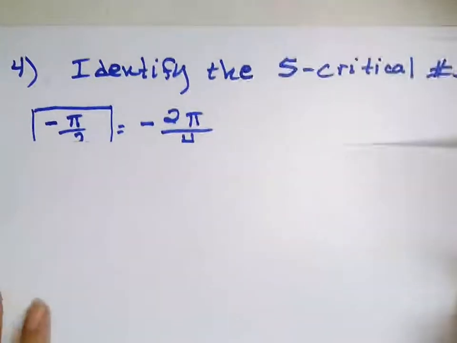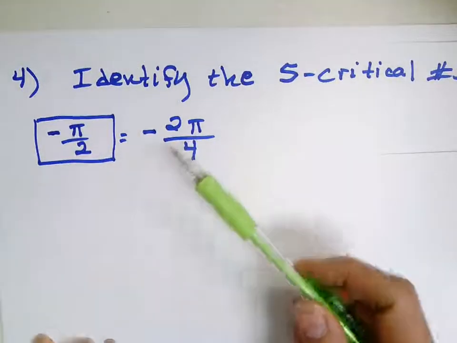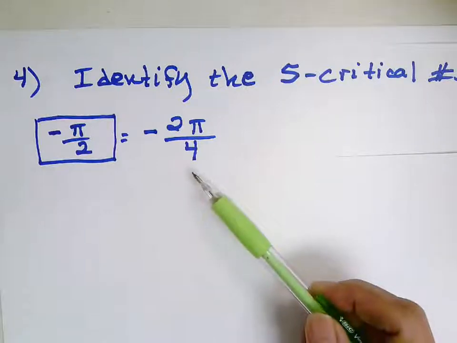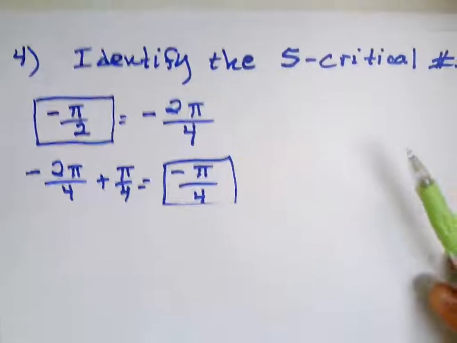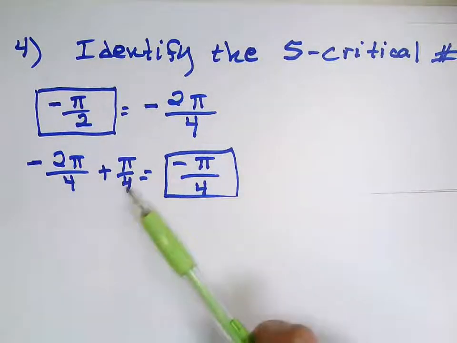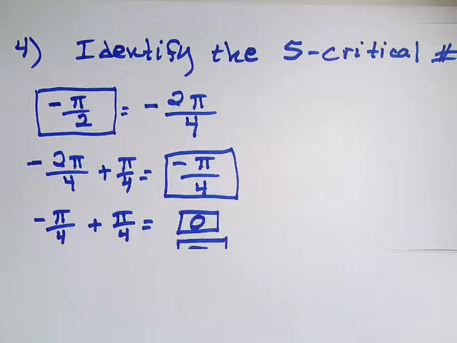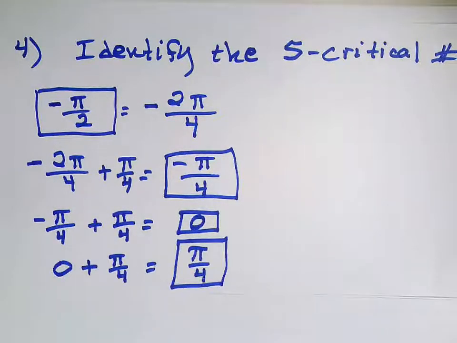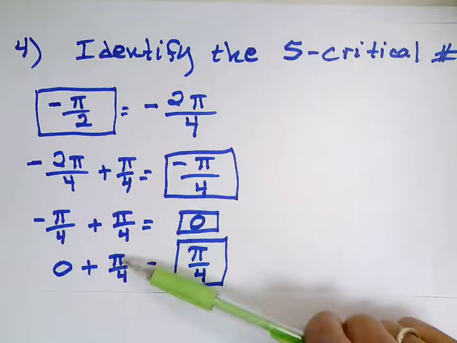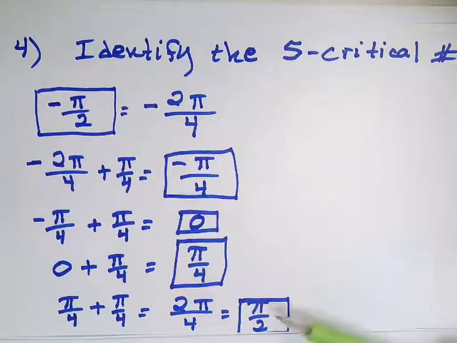So remember, our first critical number from our inequality was what? Negative pi divided by 2, which is the same thing as negative 2 pi over 4. And I'm changing to fourths because our increment was in fourths. To find the second critical number, we take our first critical number and add our increment, and we get negative 1 pi over 4. Take our second critical number, add our increment, and we're getting 0. Take our third critical number, add our increment, pi over 4, we're getting pi over 4. Then take our fourth critical number and add our increment, we get 2 pi over 4, which is pi over 2.